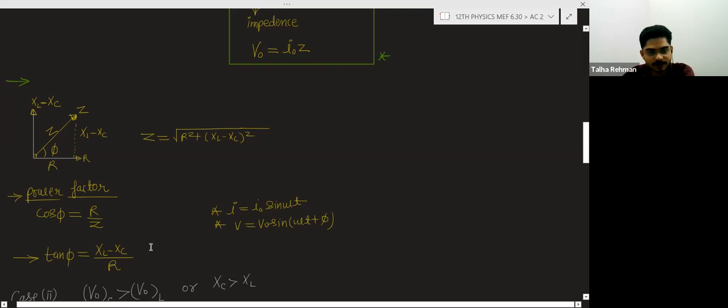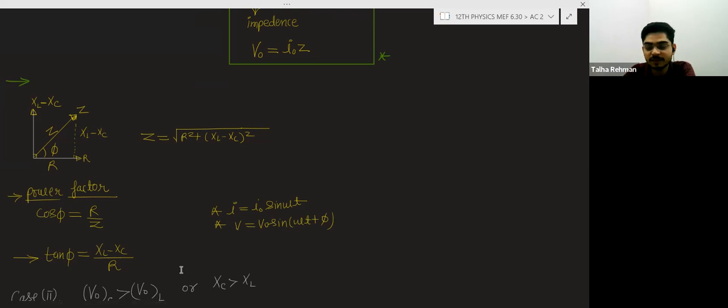Don't think I have done something very extraordinary. I have just used this triangle. This is a right angle triangle, and I know this length is this, and I know this length is this. Even a 10th class student can calculate what is cos phi, what is tan phi. So this looks very complicated, but this is very easy. This chapter is very easy as compared to magnetism and electromagnetic induction.